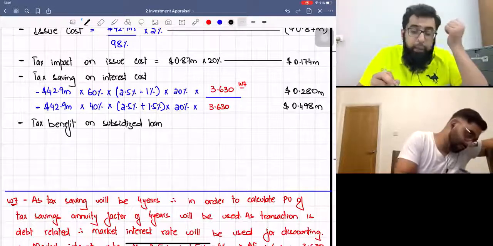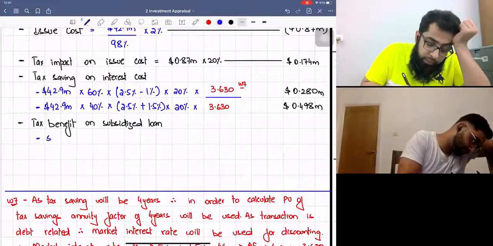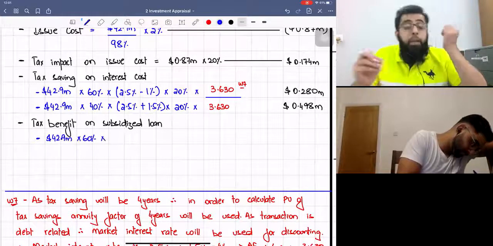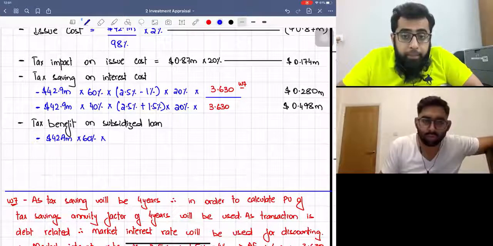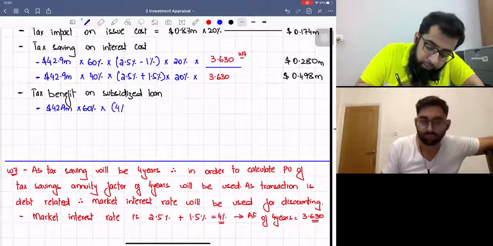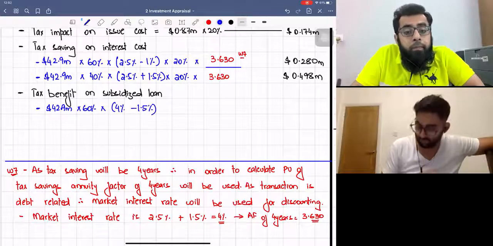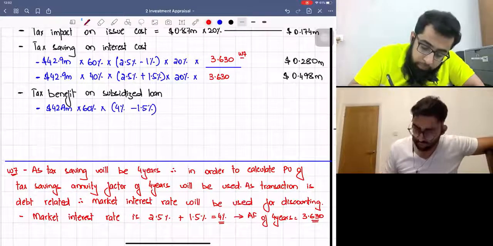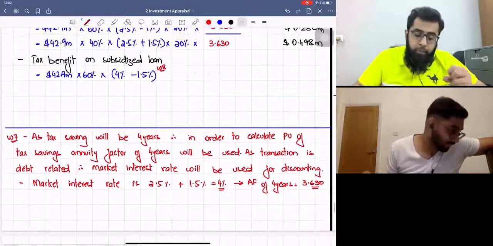Now, the subsidized loan is 42.9 million into 60%, multiplied by the normal interest rate of 4% and the subsidized rate of 1.5%. Wait, what are you doing here? Oh, you're doing 1.5 below. Okay.